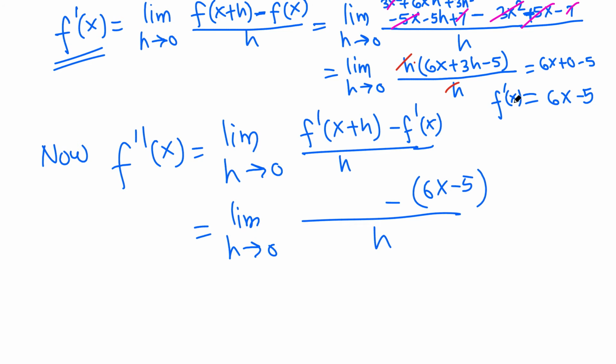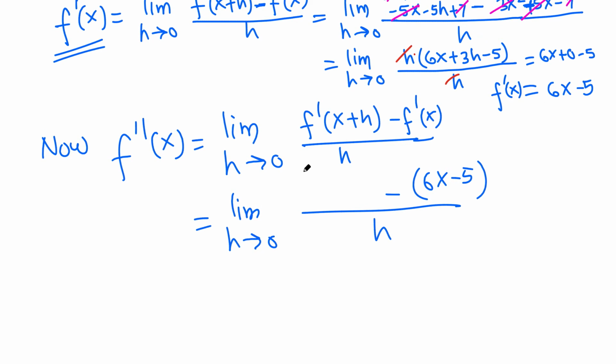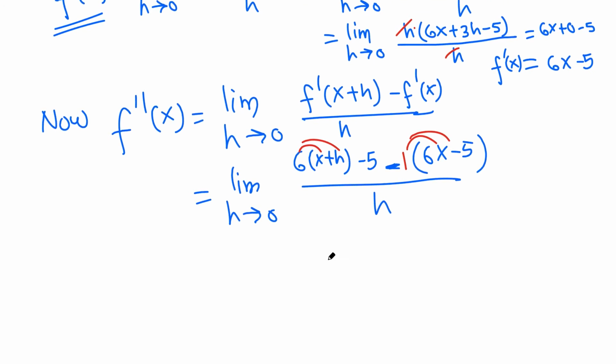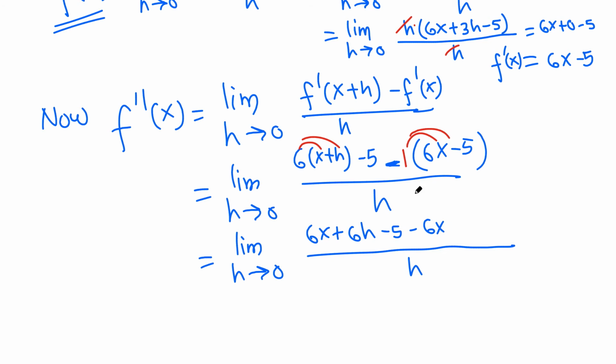f prime of input is 6 times input minus 5. Now our input is x plus h, so this is 6 times x plus h minus 5, and this minus is borrowed from the formula. Now we need to distribute, minus means negative 1, so we distribute here and we distribute there. So the limit as h goes to 0 of, h on the bottom, this is 6x plus 6h minus 5 minus 6x plus 5.